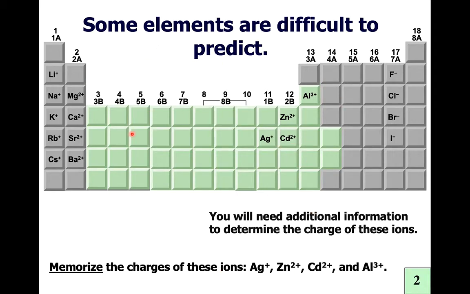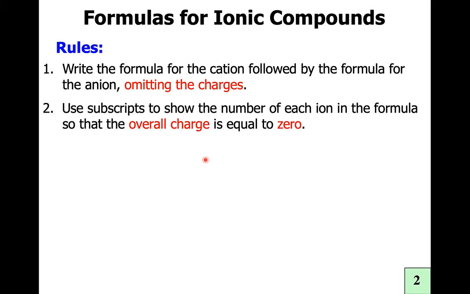However, everything else in the green here is variable charge. So for example, we can have iron 2 or iron 3. We can have cobalt 2 or cobalt 3. And so we need to do a little bit of detective work to figure out what the charge of those is.